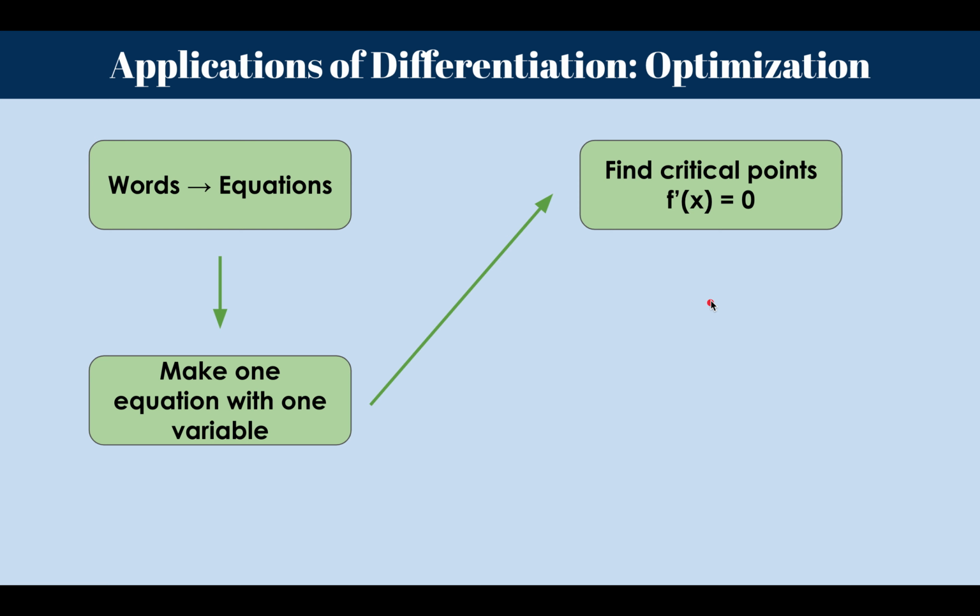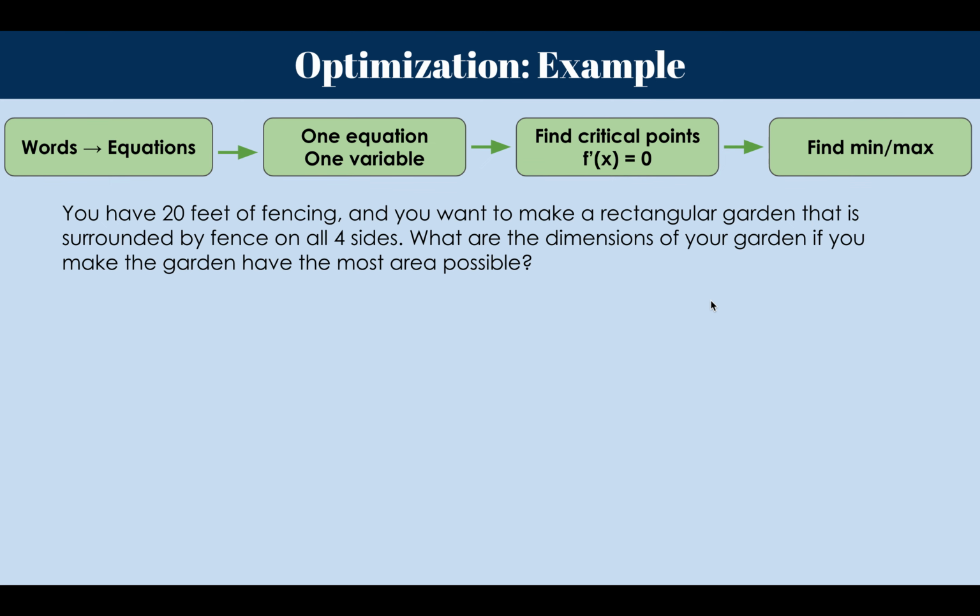Once you find critical points, there could be one or there could be many, you want to test the point and check if it's a minimum or maximum. You would do this just by plugging it back in the function and comparing the values that you get. So now let's take a look at an example to see how we can apply this.